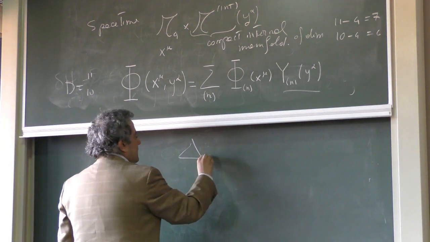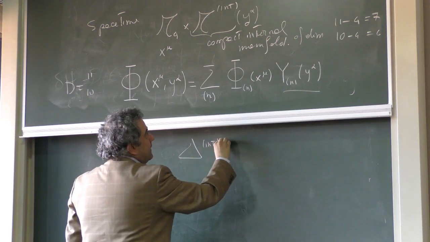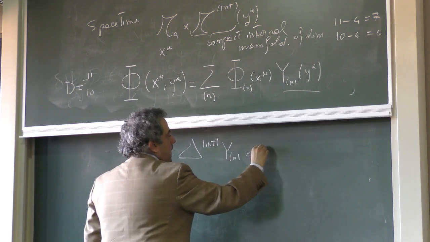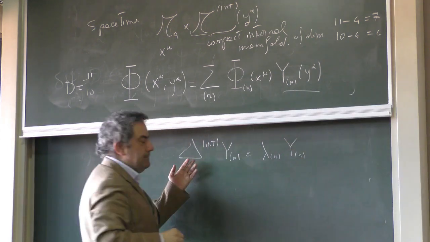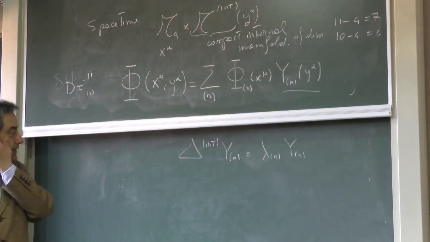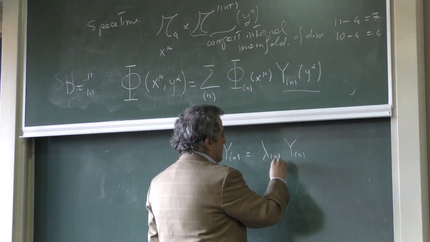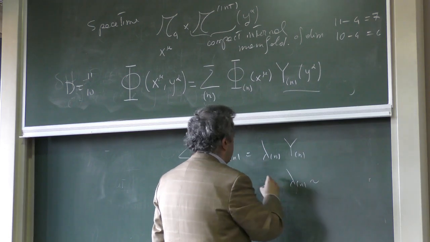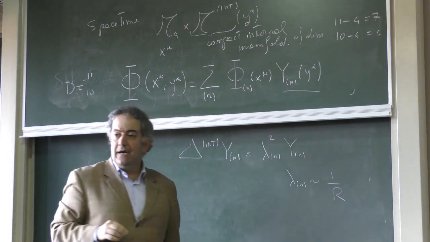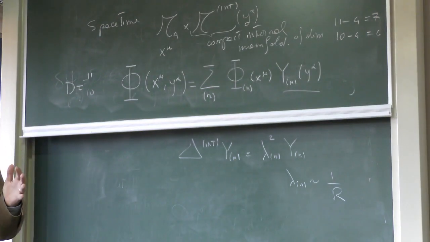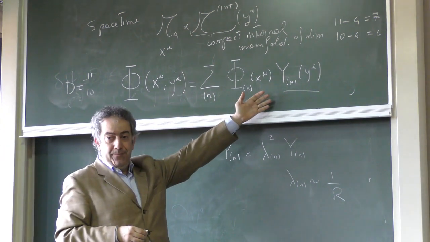These are the eigenfunctions of the Laplace-Beltrami operator in the internal space. This lambda squared goes like 1 over r squared, where r is the size of your internal manifold, okay? So you can expand in this way.